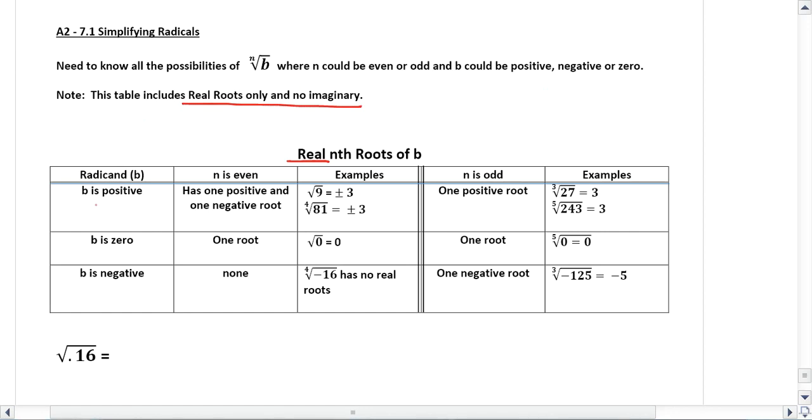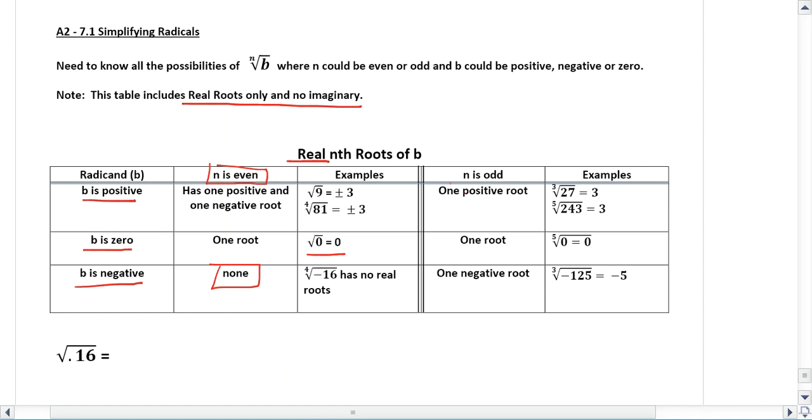So the first possibility on the table is that b is a positive number and the root is an even root. And then we know that it is plus minus. We have one positive answer and one negative answer. And here's a couple examples. The second possibility on this side is when b is 0, and kind of Captain Obvious, if b is 0, it's going to have one answer, one root of 0. If the number under the radical is negative, remember this is talking about real answers. There are none. There are no real answers. And that's where we know the i, the imaginary, comes in.